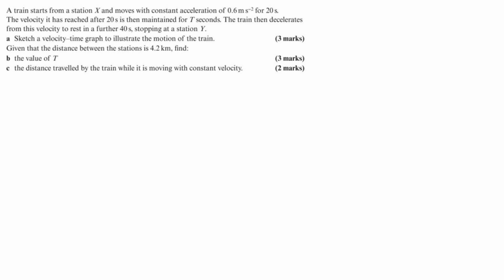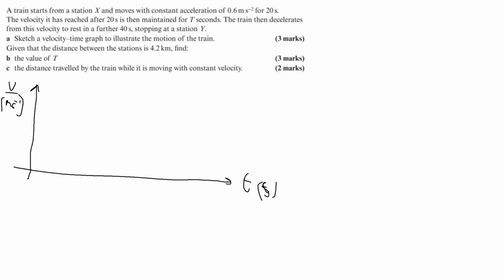Now let's draw a velocity time graph for this. There's quite a lot of information, so let's take our time with it. This is v, in meters per second, and this is t, in seconds. We know that it starts from rest, from station X, so it starts from the origin. We now draw a line with gradient 0.6. I'm just going to call it grad equals 0.6. And we know this is 20 seconds.